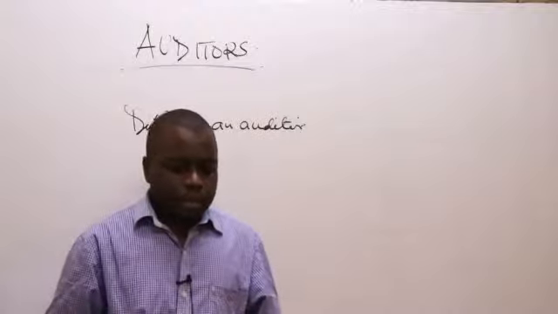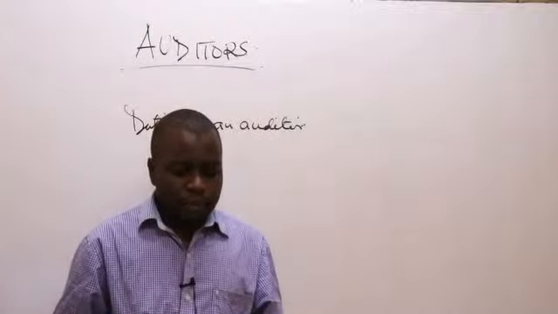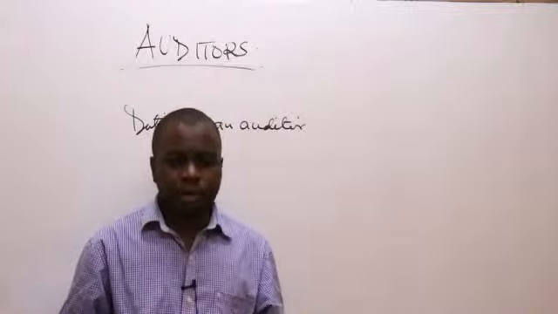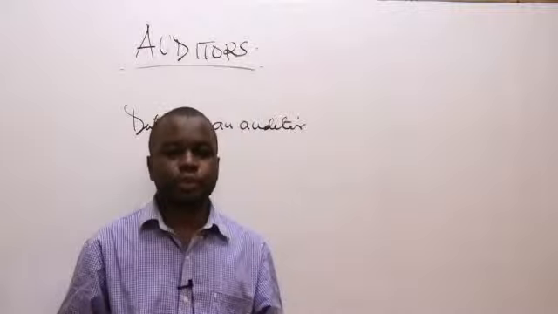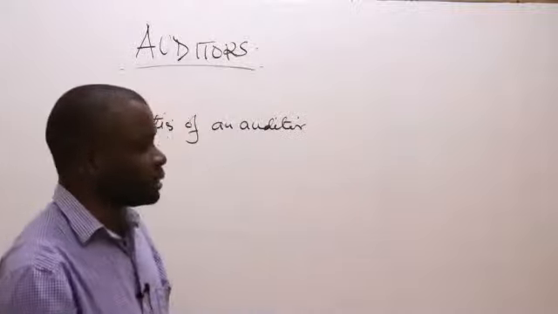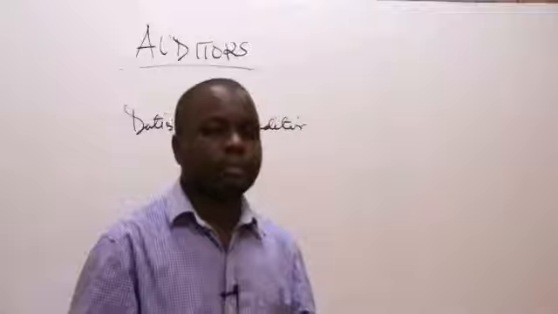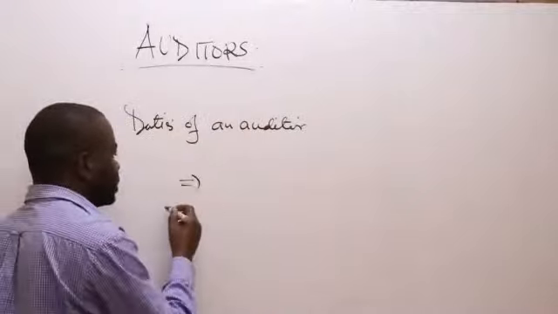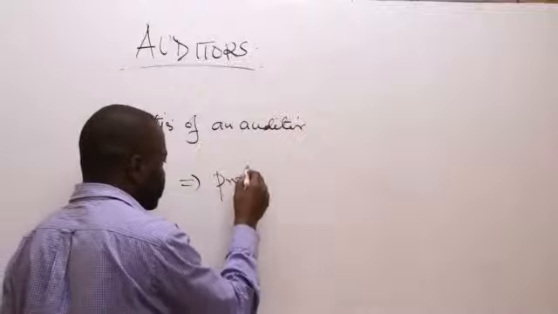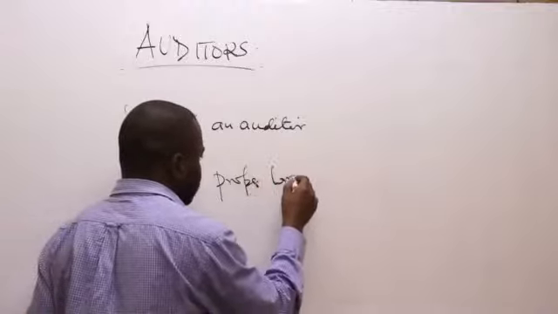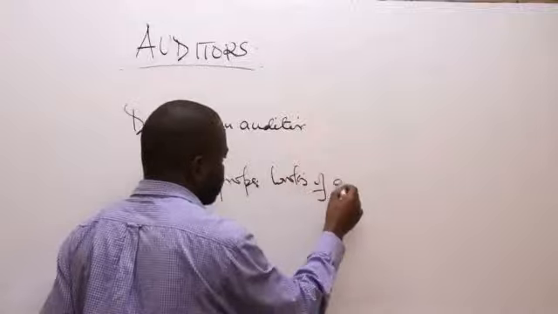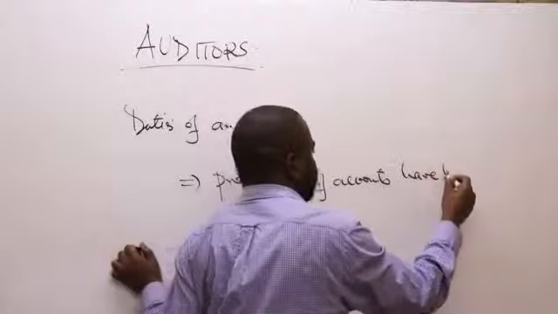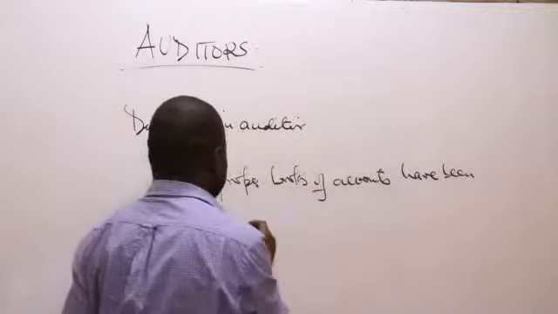So basically what the auditor will be able to do, when you talk about, for example, laying the accounts before the members of the company, is that when he's carrying out his work, he will ensure that adequate or proper books of accounts have been kept by the company. So the key thing here is that he must ensure that proper books of accounts have been kept by the company.